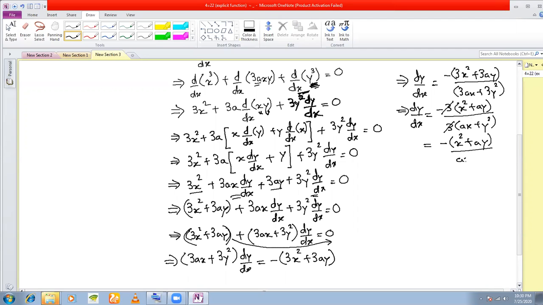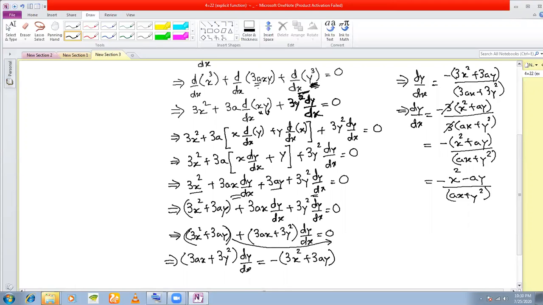Divided by ax plus y square, which can also be written, if you open the brackets, as minus x square minus ay divided by ax plus y square. Okay, this is what an implicit function is.